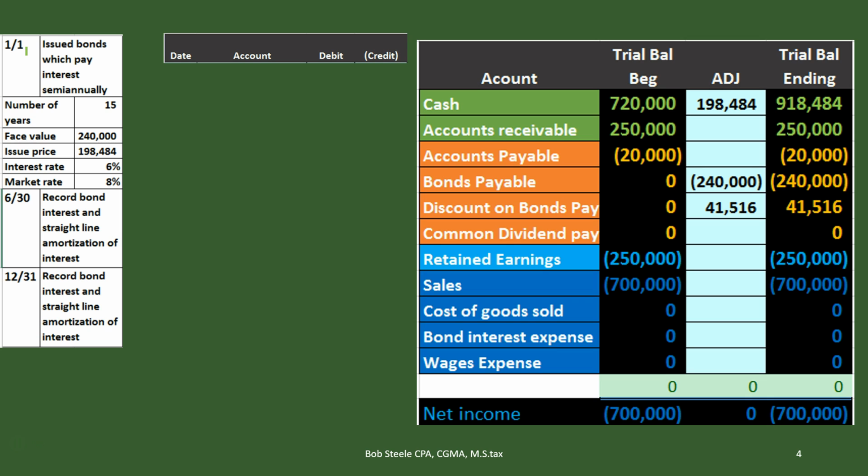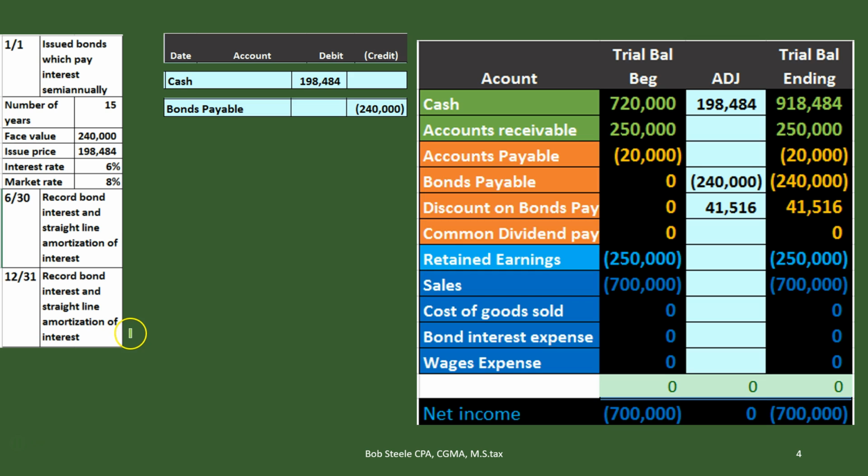And so is cash affected? Yeah, cash is affected in this case, and cash is going to go up. Cash has a debit balance. We're going to make it go up by doing the same thing to it, which in this case would be another debit.